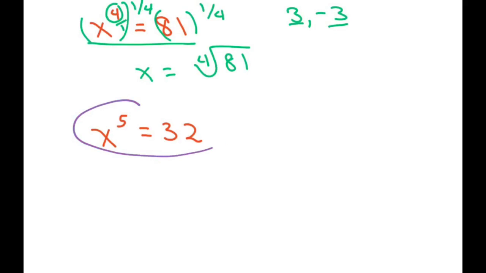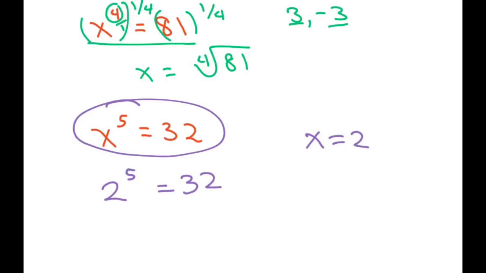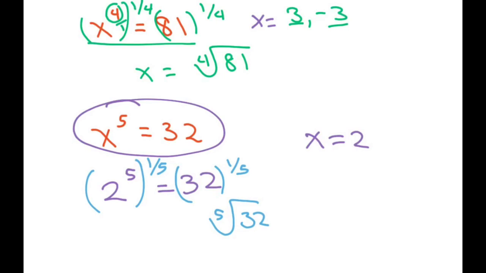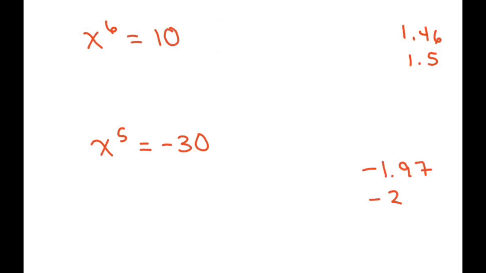And this one you could almost do in your head as well, if you know your powers of 2. Since it's odd, there's only one solution. So the answer is x equals 2 here. If not, you can do this. Power it by its inverse. So this is the 5th root of 32. That means it takes 5 2's to make a 32 when you multiply.